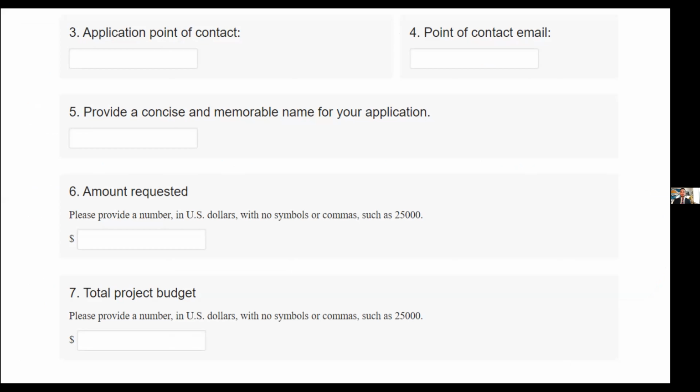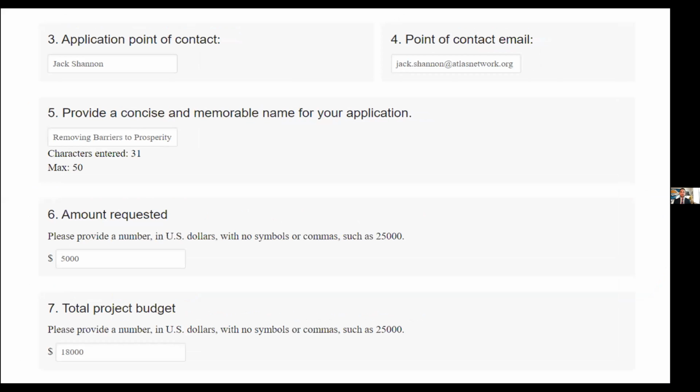So the application point of contact and point of contact email, this should be the person in charge of the project. So not your CEO's email address. This isn't necessarily even the person applying. This is going to be the individual who's going to be our Atlas Network point of contact for anything related to the project, whether that be questions we have, reporting requirements, anybody that we need to talk to going on throughout the duration of the project. This is their name and email.